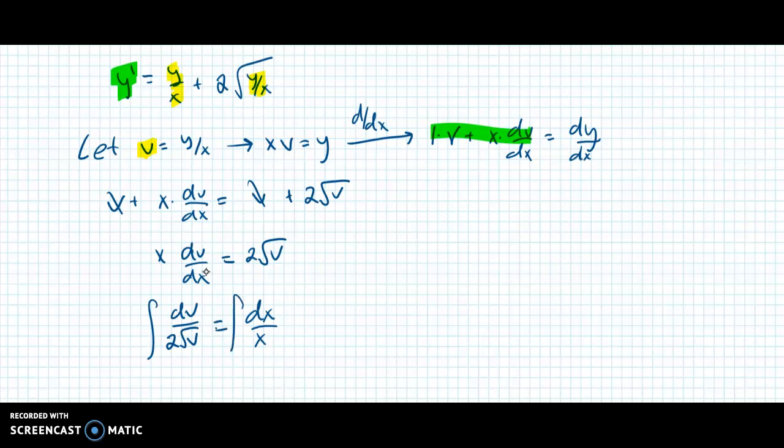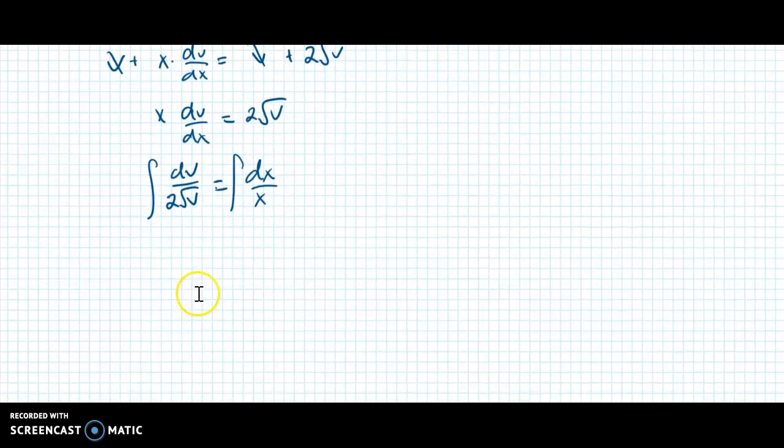Now I can integrate both sides. Left side goes with respect to v. That's really nice because 1 over 2 root comes from the derivative of root and I got the right d's. So this is just root v equals ln absolute value of x plus c. I keep dropping my absolute values when I have ln's, and I apologize. I shouldn't, but it's just a problem I have.